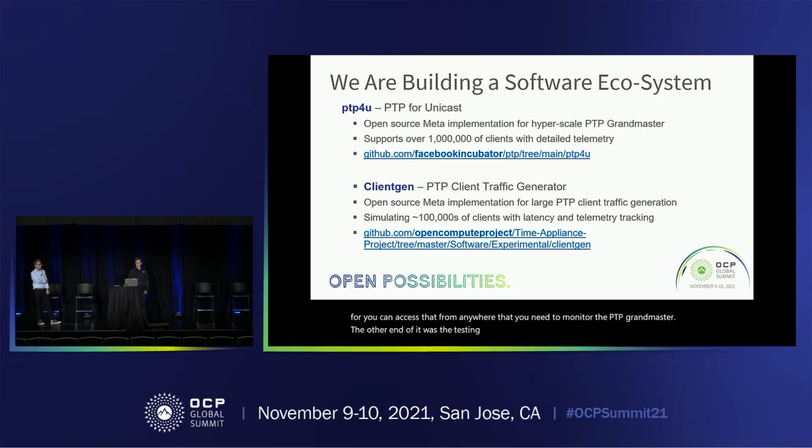The other end of it was the testing side. So in addition to commercial applications such as Keysight or Spirent or Calnex, if you just need to load it up, you just want to see, is your server going to crash? Can it handle how many clients? We also developed Client Gen, which is a simple Go-based traffic generator that can do also millions of clients and can give you latency and telemetry tracking for each client.